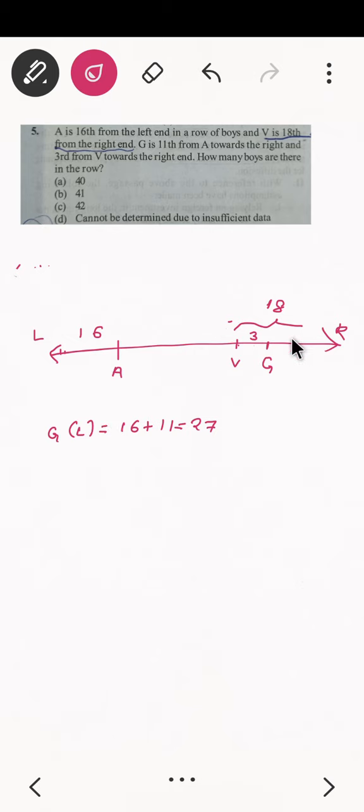Next, G's position from the right. That is 18, and since G is towards the left of V, minus 3, so it will be 15. So the total number of students will be 27 plus 15. Since G is counted twice, we subtract 1. 27 plus 15 is 42, minus 1, so it will be 41. So the answer is 41.